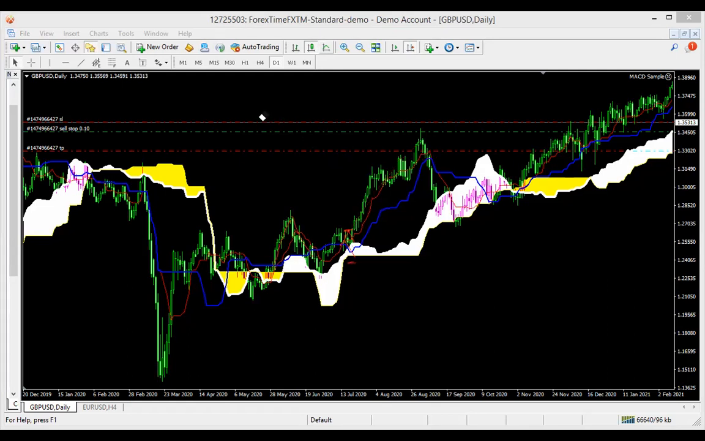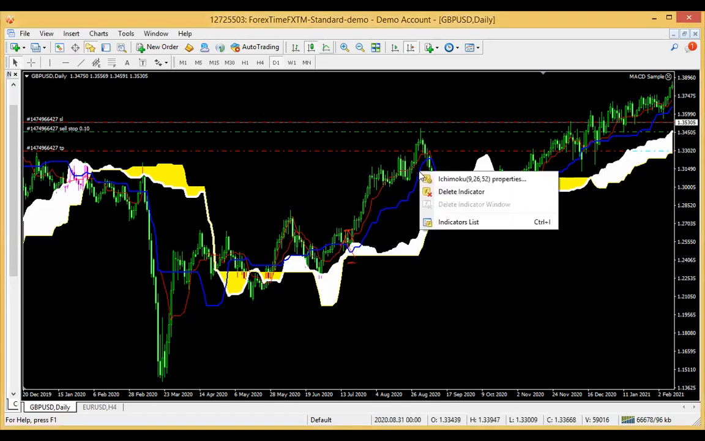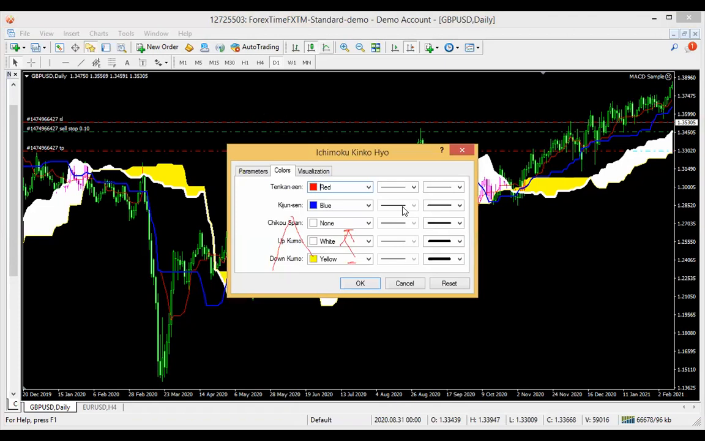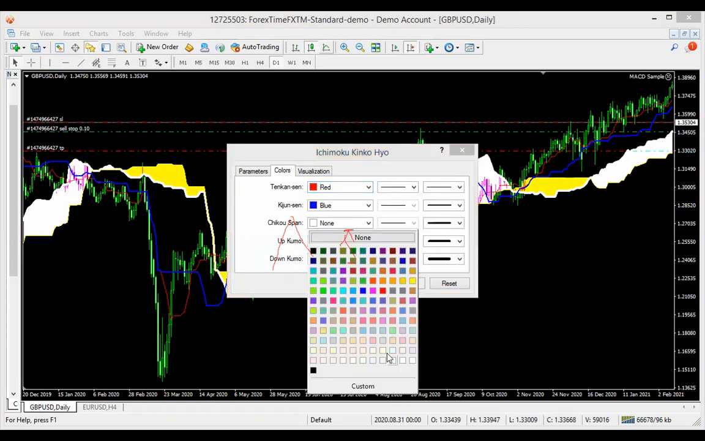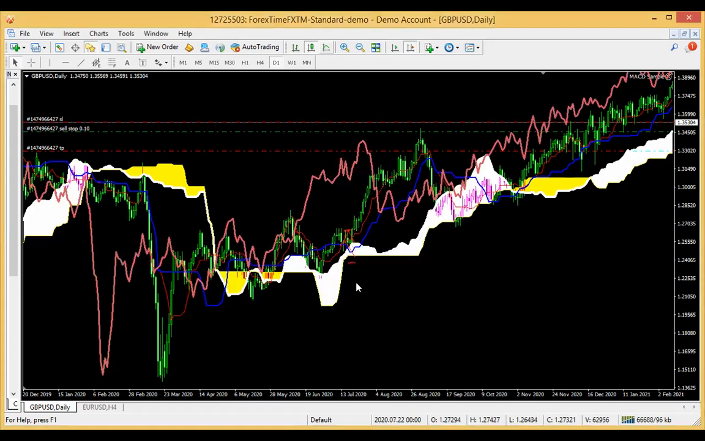But there is another line that comes with this indicator, which I did not mention. This one is known as Chikou span. Sorry, Chikou span. This is a Japanese name. It's called Chikou span. I'm going to use Chikou span to tell you if the market is valid.